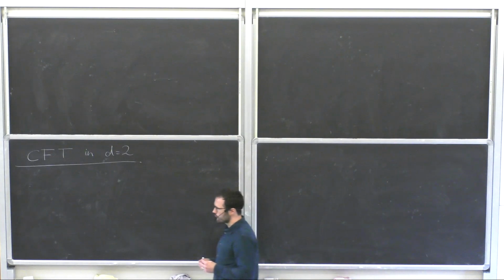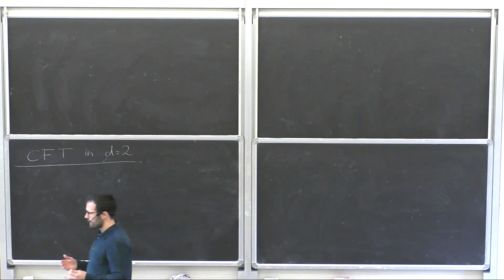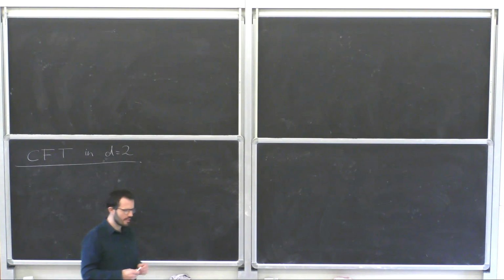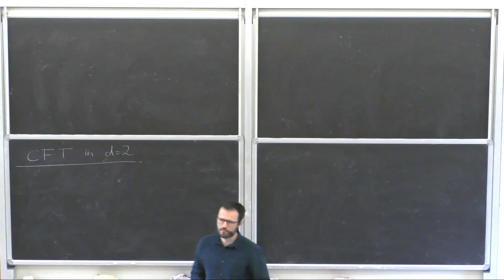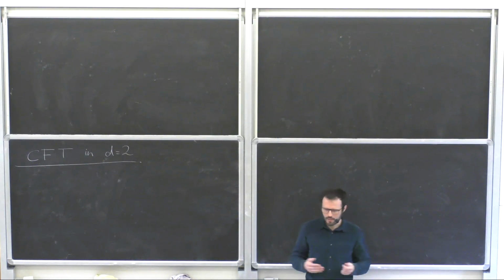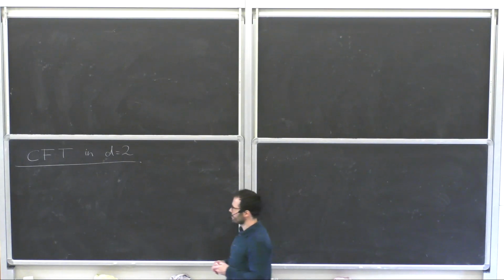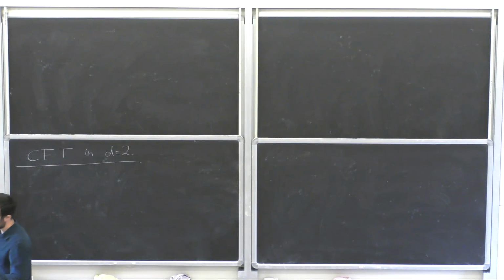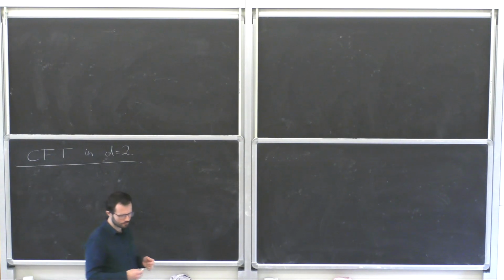In higher dimensions, there are of course many CFTs that we believe exist, but essentially the only exactly solved CFT in higher dimensions is the free scalar, or any free theory. Whereas in 2 dimensions, there are various other solvable examples, in particular the minimal models that we are going to look at today.